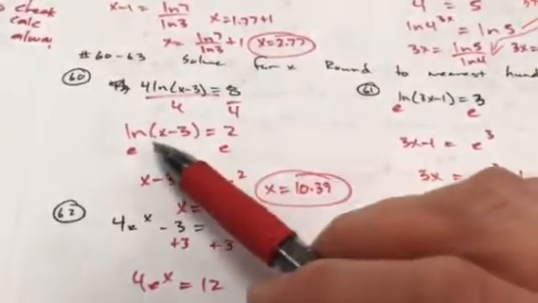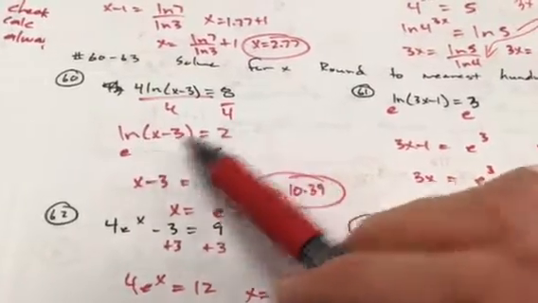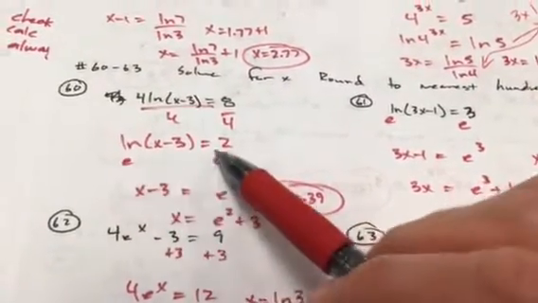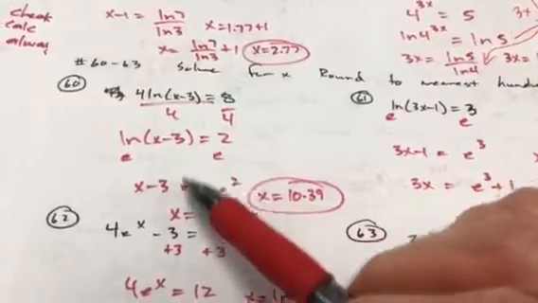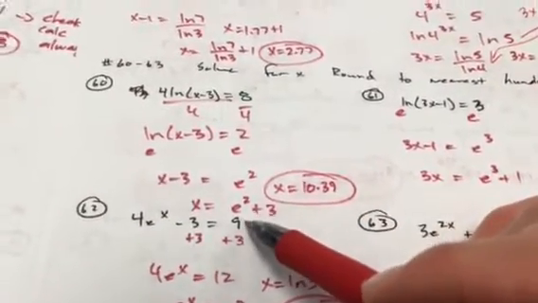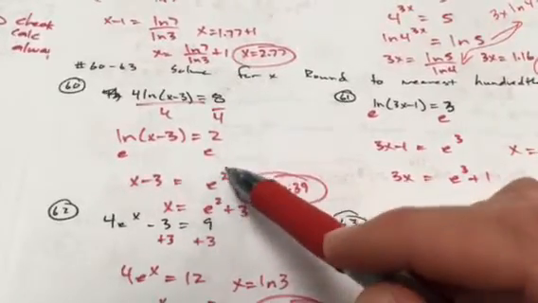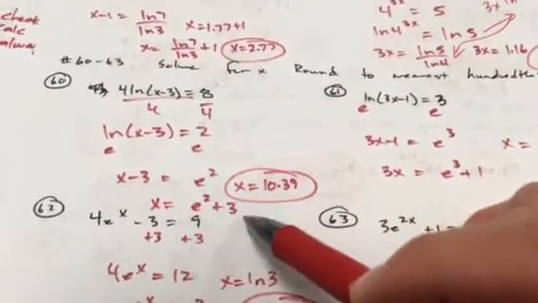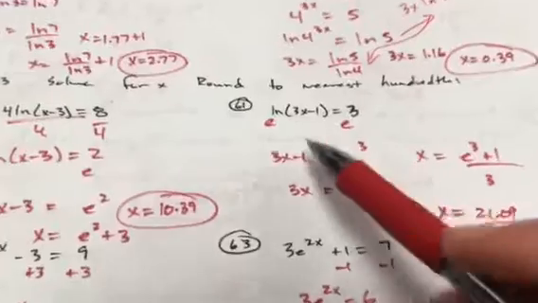Divide by 4 first, and you have natural log of x minus 3 is 2. When you want to get rid of natural log, attach e as the base. That means x minus 3 is equal to e squared. This was a little problem on the quiz we took a while ago. When you add 3, it's not going to be e to the 5th. It's simply going to be e squared plus 3, which you can type in your calc.